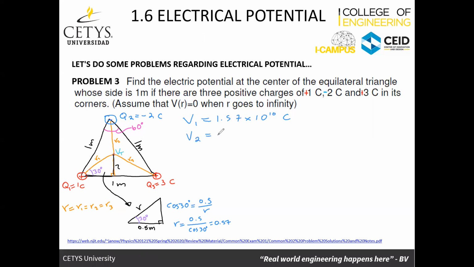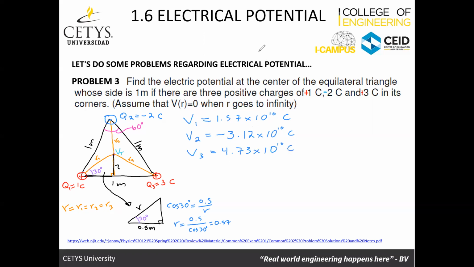V2 is going to be the same, but it's going to be negative, and I think this was 3.12. I wrote down 12. And V3 is going to be the same value, but it's going to be positive, and this was 4.73 times 10 to the 10.